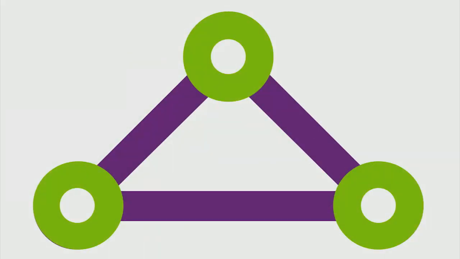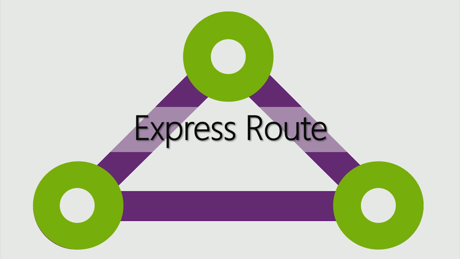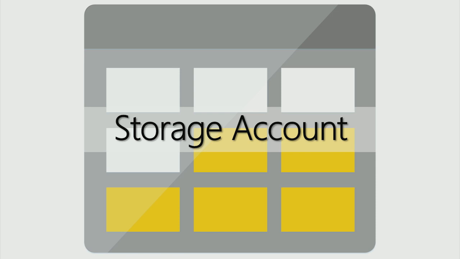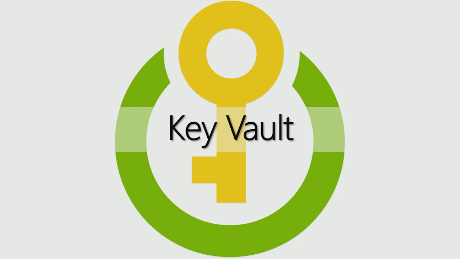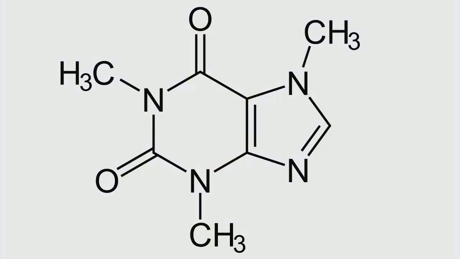Who's rich? Nobody's rich, apparently. Do we know this one? Express route. Anyone have this? Yeah, a few rich people at the front. What about this one? Storage account, good. Something to do with security? Key vault. You're very enthusiastic, sir. And because we're playing the short icon game, the one that underpins all Azure services. Caffeine, yes. Good. Thank you for playing the icon game.